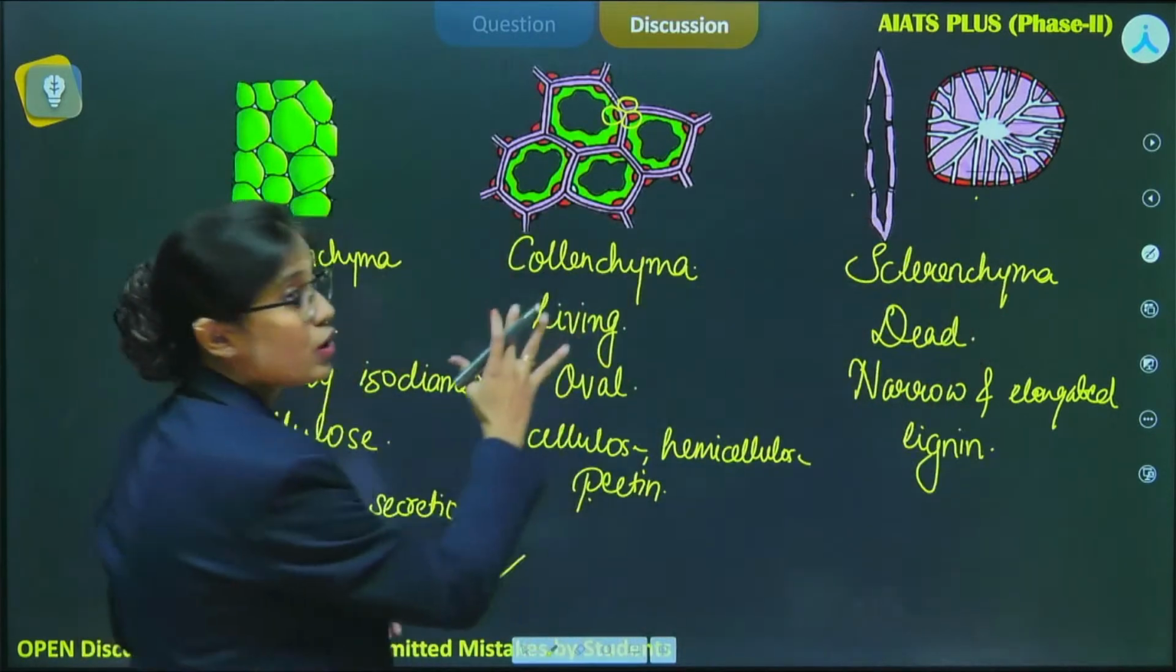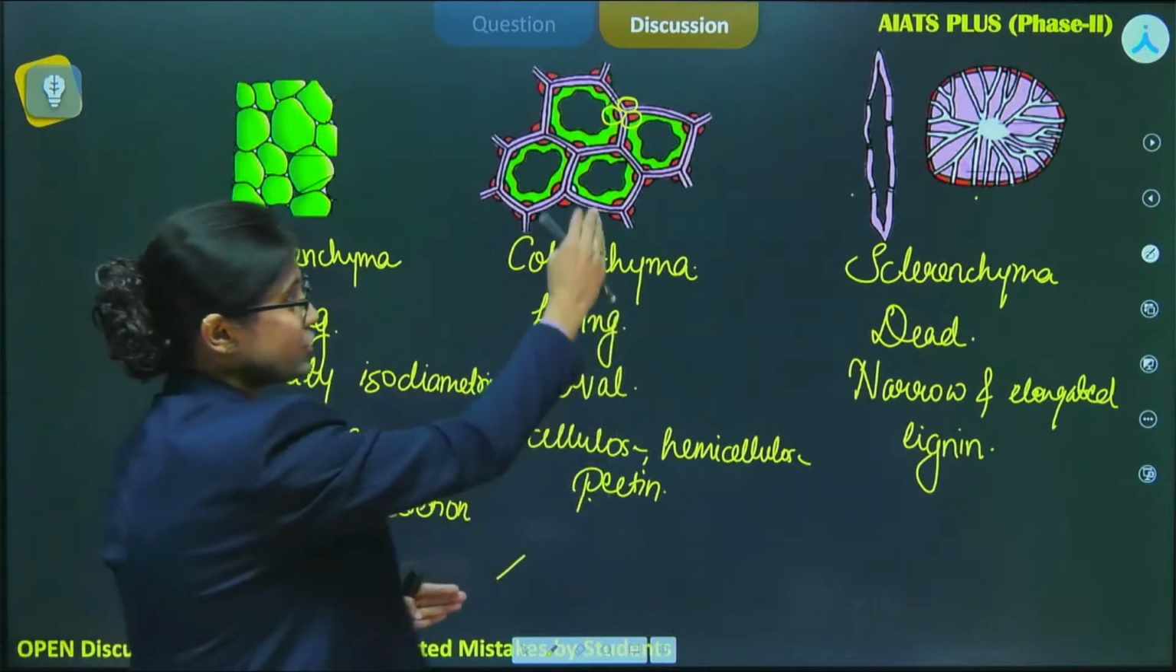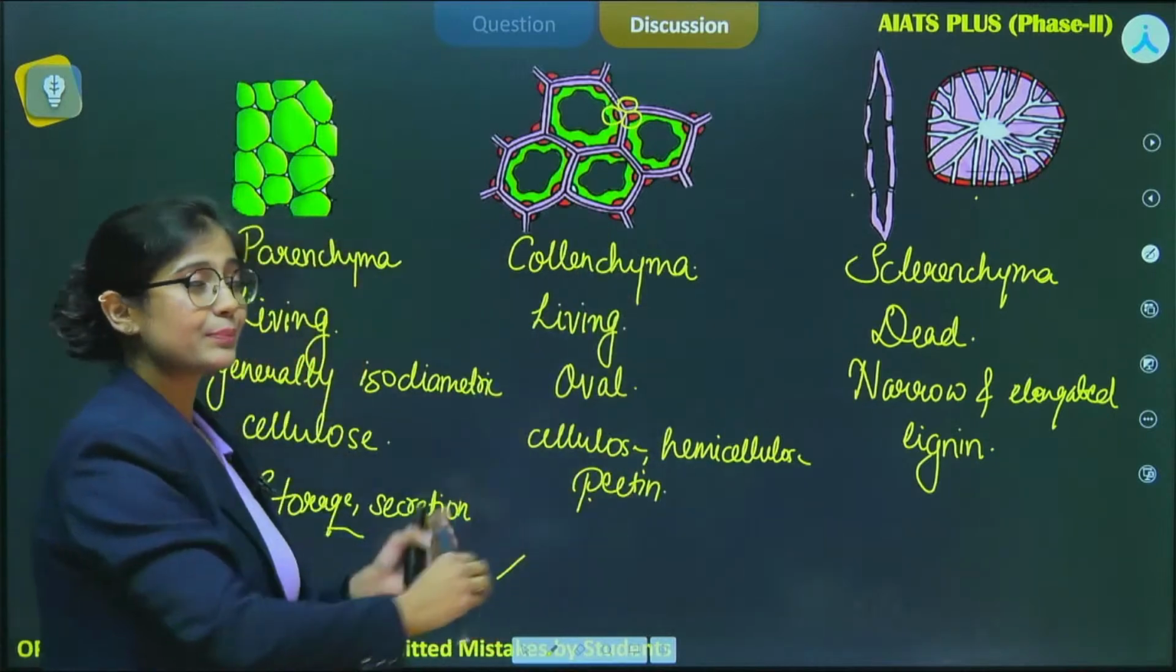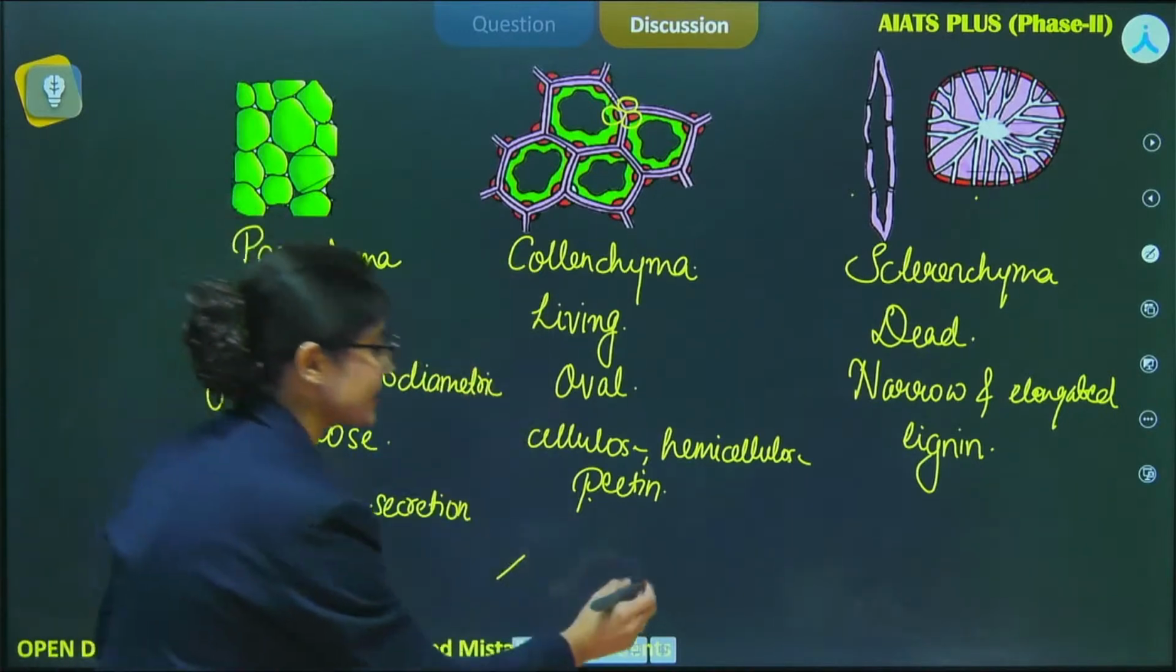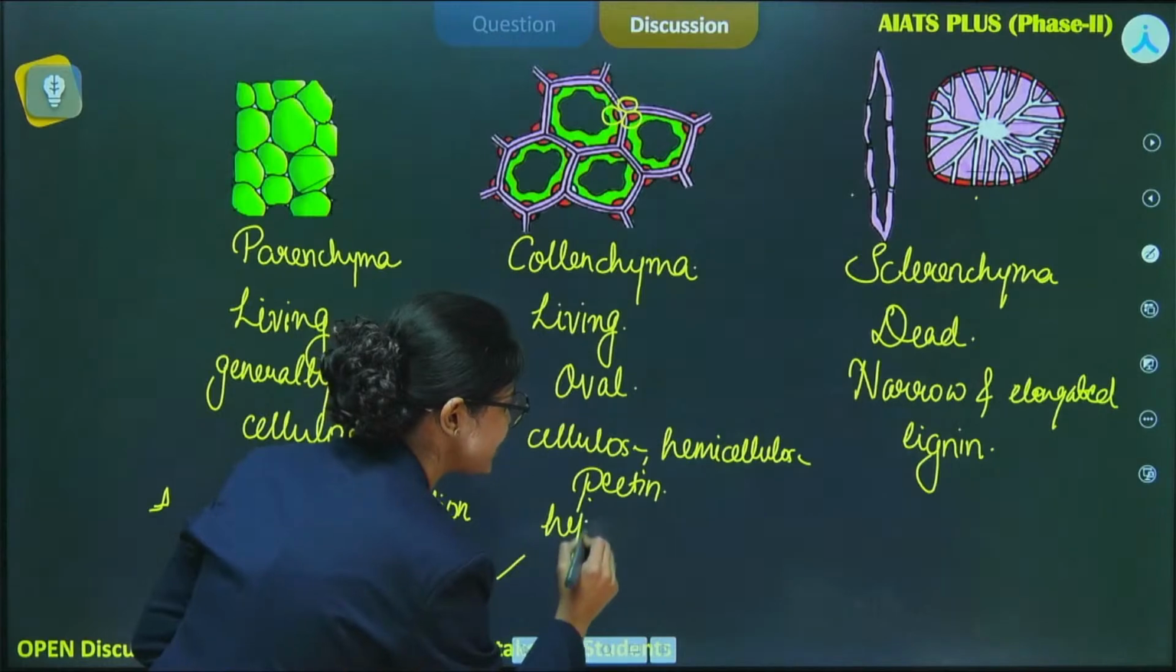If we talk about collenchyma, just now I told you that due to deposition of these things at the corners, they provide mechanical strength to the growing parts of the plant, and they are present in the hypodermis of the dicot stem.